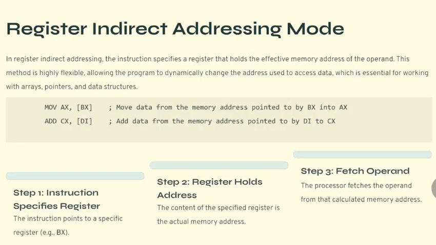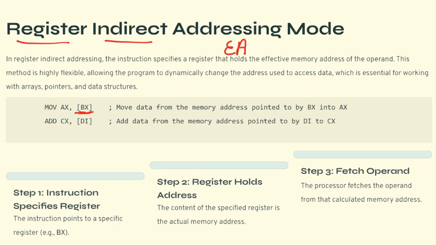Then the next is register indirect addressing. Again, that means we need to use a register. This instruction specifies one register, here bx, and that holds the effective address. I told you, effective address.